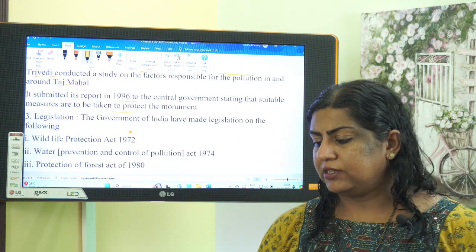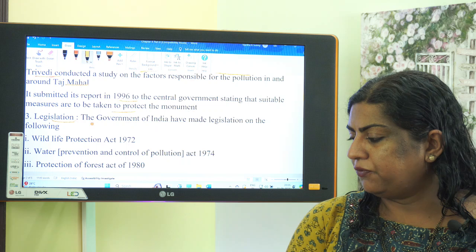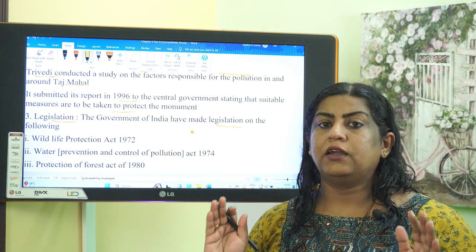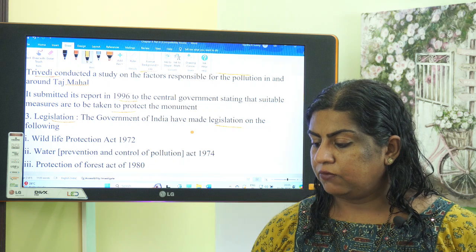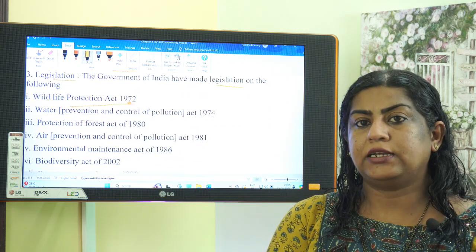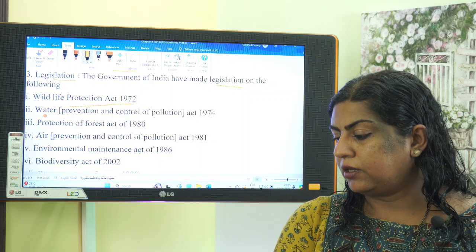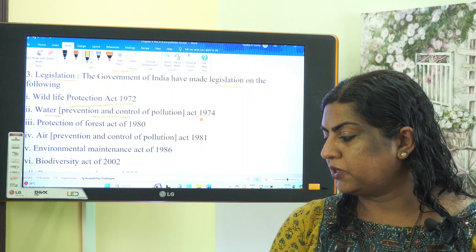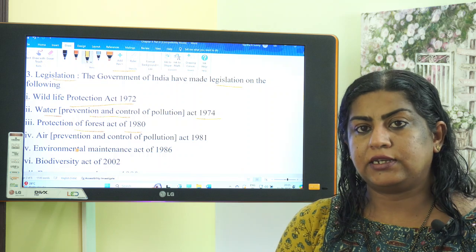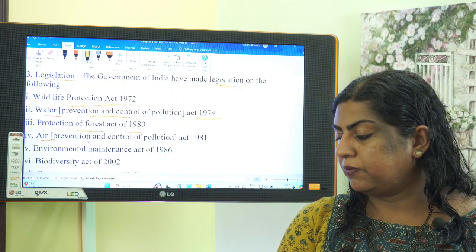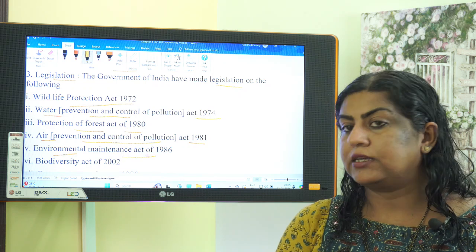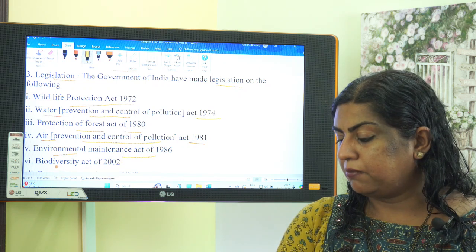Next one, legislation. That is, the Government of India has made legislations on the following. Some special legislations are made on the following. That is, one by one we will see. First is the Wildlife Protection Act 1972. Water, that is the Prevention and Control of Pollution Act 1974. Protection of Forest Act 1980. Air, that is the Prevention and Control of Pollution Act 1981. Environmental Maintenance Act of 1986.